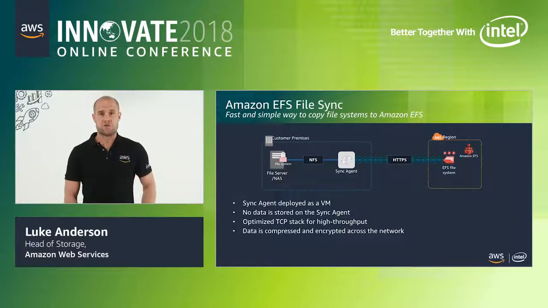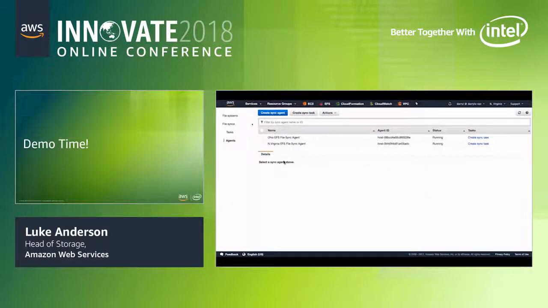And now let's see this in action. So we start the demo with two Amazon EFS environments created in US East 1 and US East 2. Now this could also be with an on-premise NFS file system connecting to an Amazon EFS file system. The Amazon EFS file sync agent has been deployed onto an EC2 instance. So we're going to create a sync task in the Ohio region.